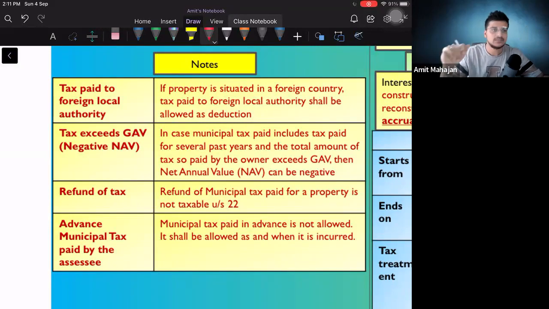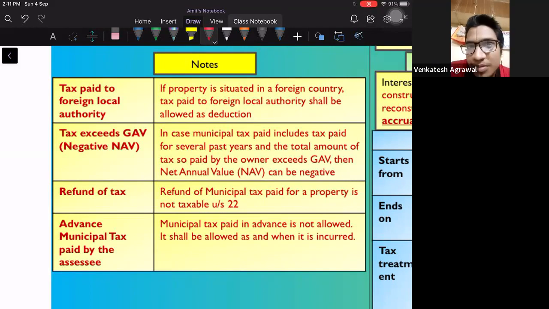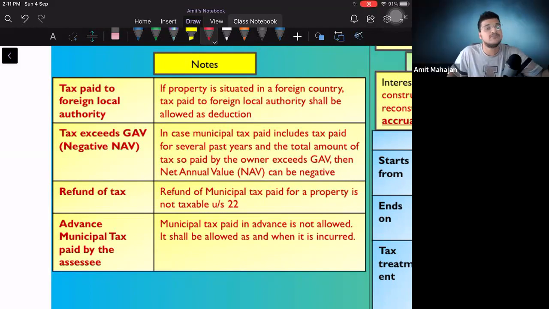Got it? So tax paid to a foreign local authority. If the property is situated in a foreign country, tax paid to a foreign local authority shall be allowed as deduction because it is your cost. Tax exceeds GAV. Now, will this ever happen? Can there ever be a negative NAV? Not under self-occupied property, where it is only zero. I am talking about negative. Do you know when negative NAV will happen?